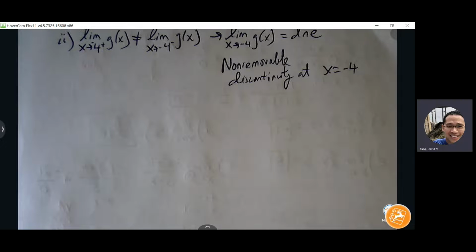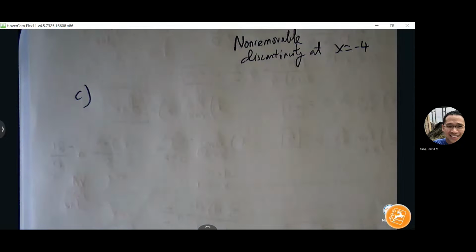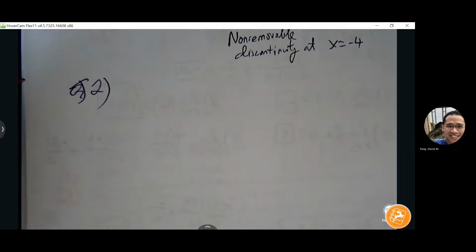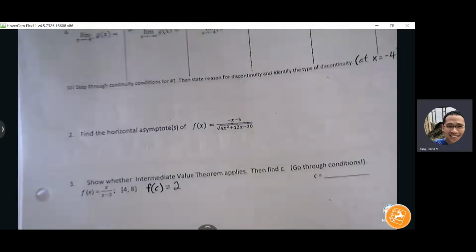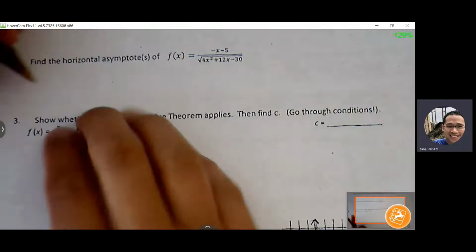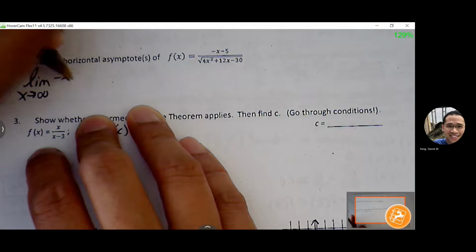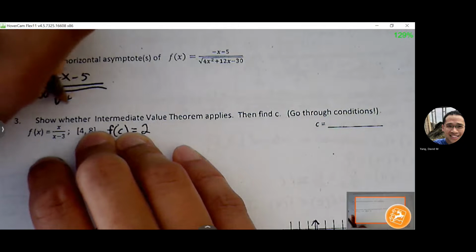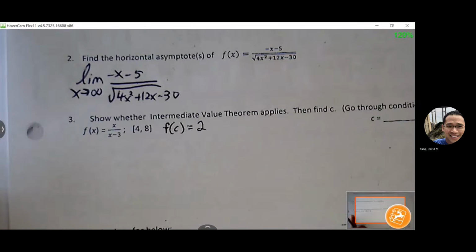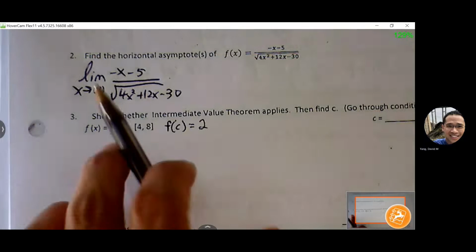Okay, part C. Oh, sorry, number 2. Okay, find the horizontal asymptotes. So we know it's going to be involving limit as x approaches infinity. Horizontal asymptotes is when we look at the end behavior. So what do you notice?